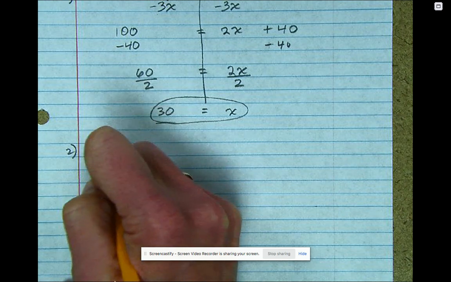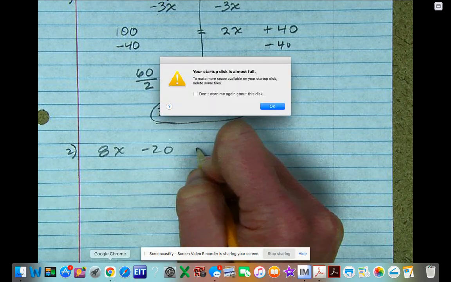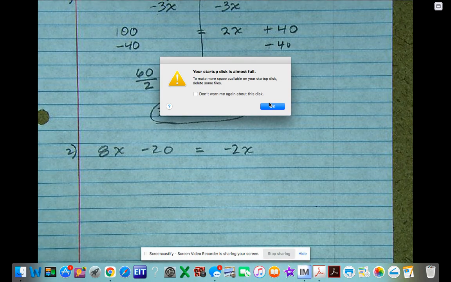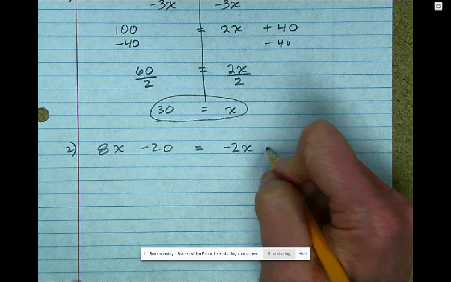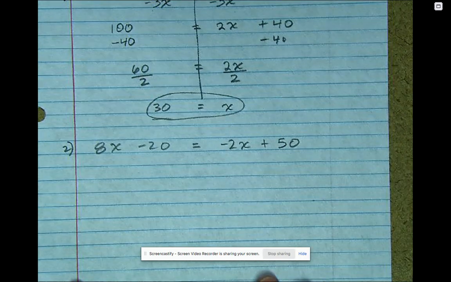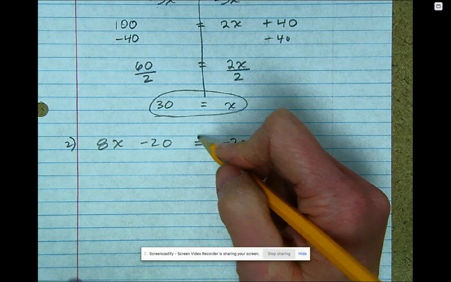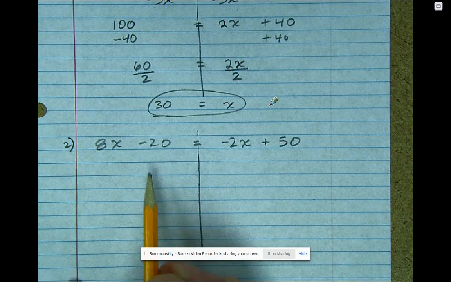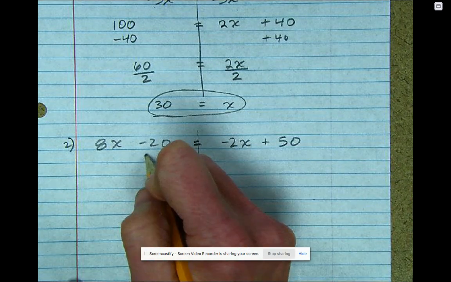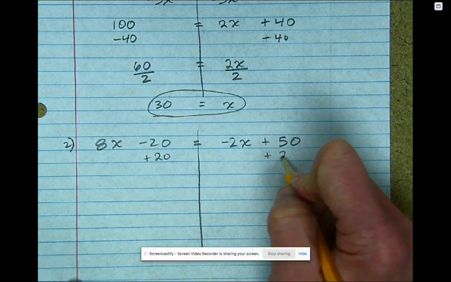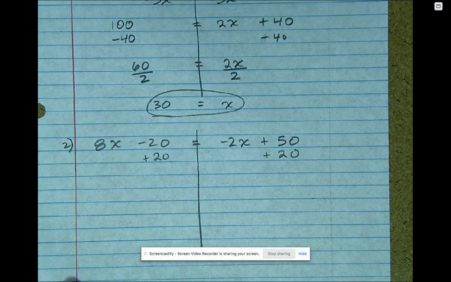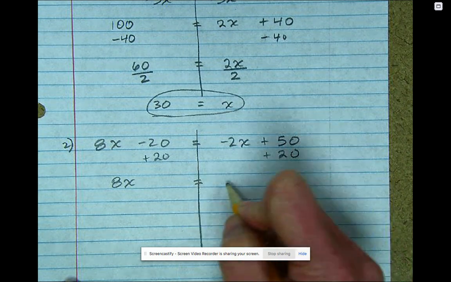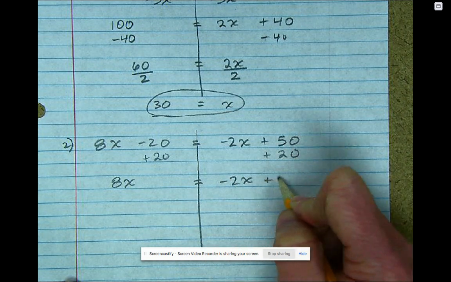How about if I had 8x minus 20 equaling negative 2x, whoops, rats, plus 50? What could I do to both sides? Pick something useful. The opposite of subtracting 20, so how about if I add 20 to both sides? What am I going to have left on the left side? 8x. I was able to make a 0, equal to negative 2x plus 70.